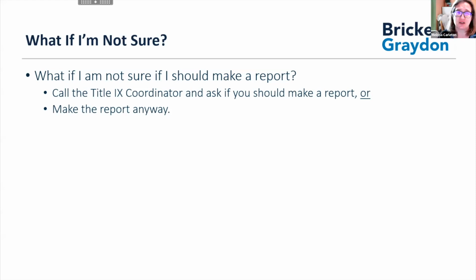On the other hand, you can also just make the report anyway. If they get a report and it doesn't fall under their jurisdiction, and it falls under this other policy or this other person, they're going to forward it there and it's going to get to where it needs to go anyway. So those are your options. Making the report anyway is usually the easiest thing to do, but it's up to you.